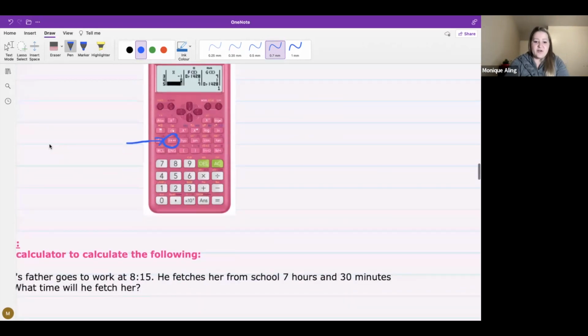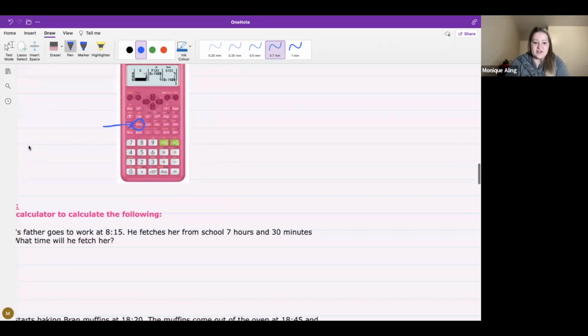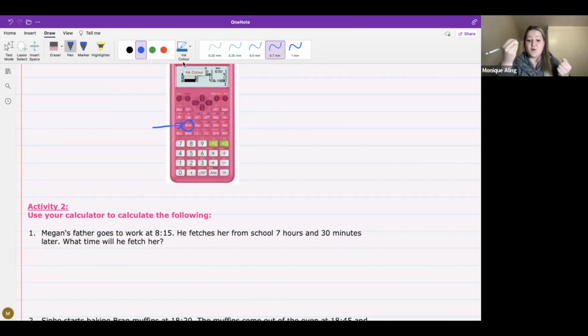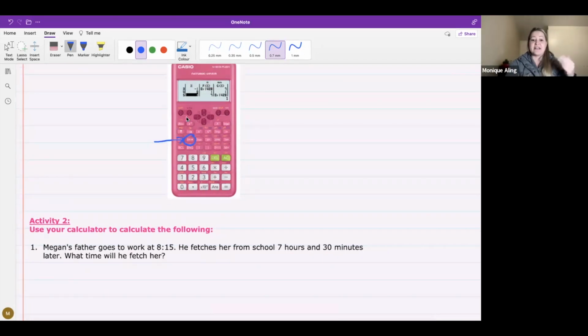Let me show you how it works with the first question. It says, Megan's father goes to work at 8:15, so we know that's in the morning. He fetches her from school 7 hours and 30 minutes later. What time will he fetch her? Now, sometimes it's easy to work this out in your head or just do normal addition, but sometimes it's not an easy addition calculation. So it actually works out being a lot easier on your calculator.